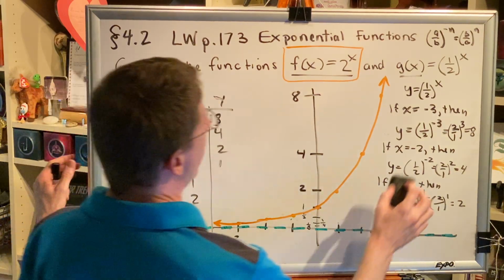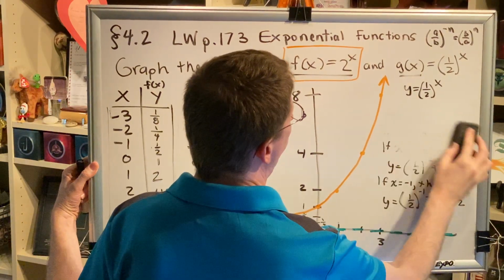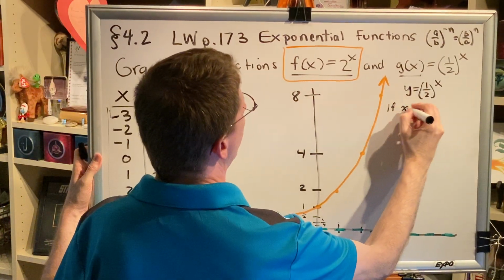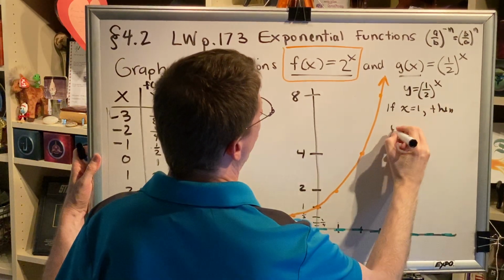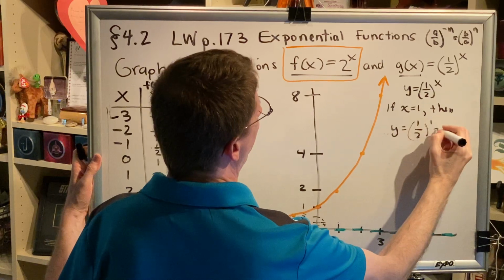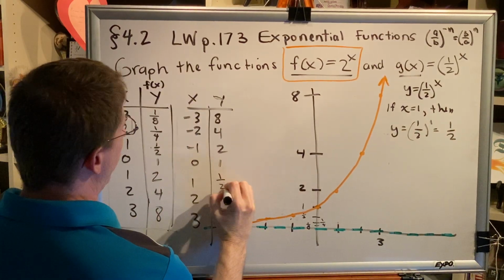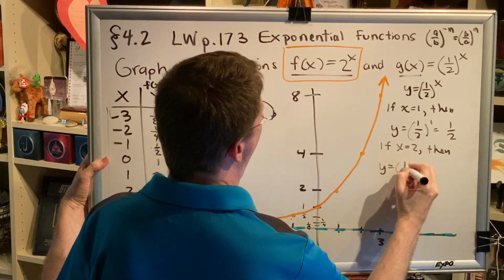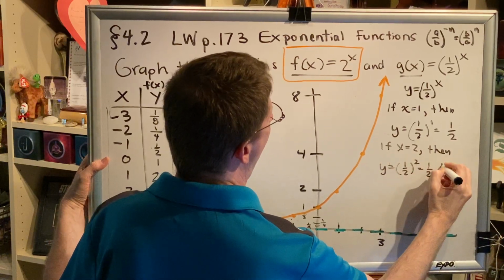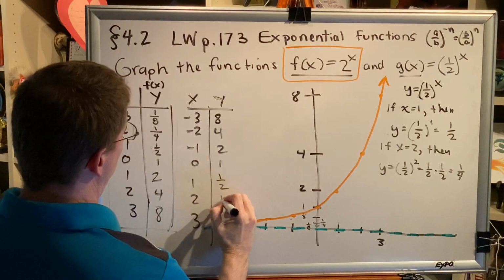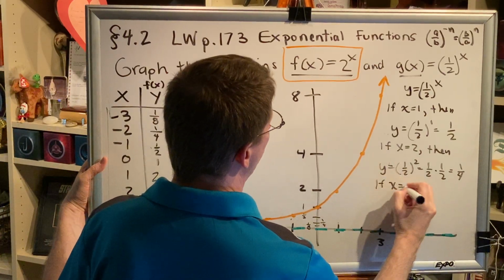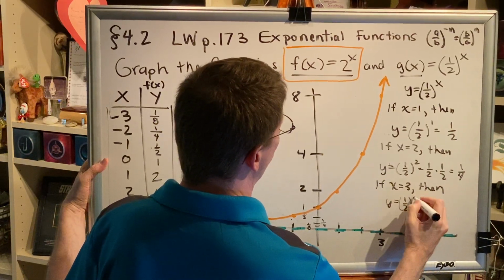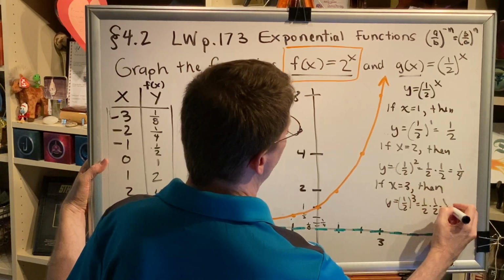All right, once again, we've crossed the halfway mark. Only a few more x values left to go. All right, if x equals 1, then y equals 1/2 to the first power. Well, anything to the first power is itself, so we just get 1/2. If x equals 2, then y equals 1/2 squared, which is 1/2 times 1/2, which is 1/4. And finally, if x equals 3, then y equals 1/2 cubed, which is 1/2 times 1/2 times 1/2.